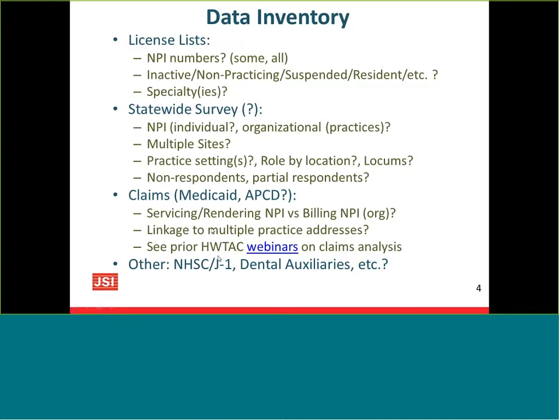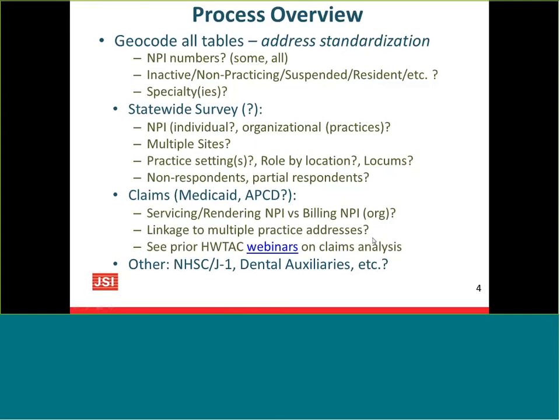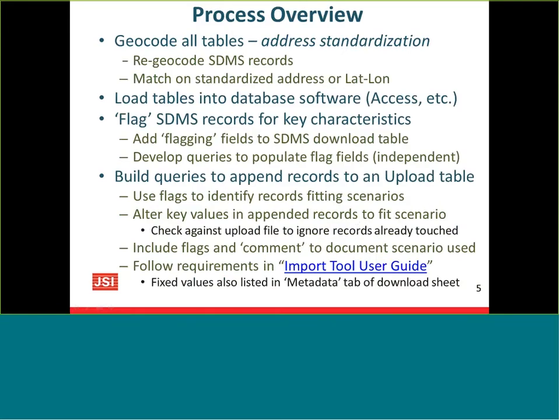J1, NHSC, those lists can come directly from the state sometimes. Dental auxiliaries for the dentists can be a separate licensed data set that you can pull on. So there's a lot of different things you can consider whether you do or don't have. Quick run through of the process. And again, this is our process. Don't take it as gospel. It's just the way we found to do it that I think has proven pretty useful.